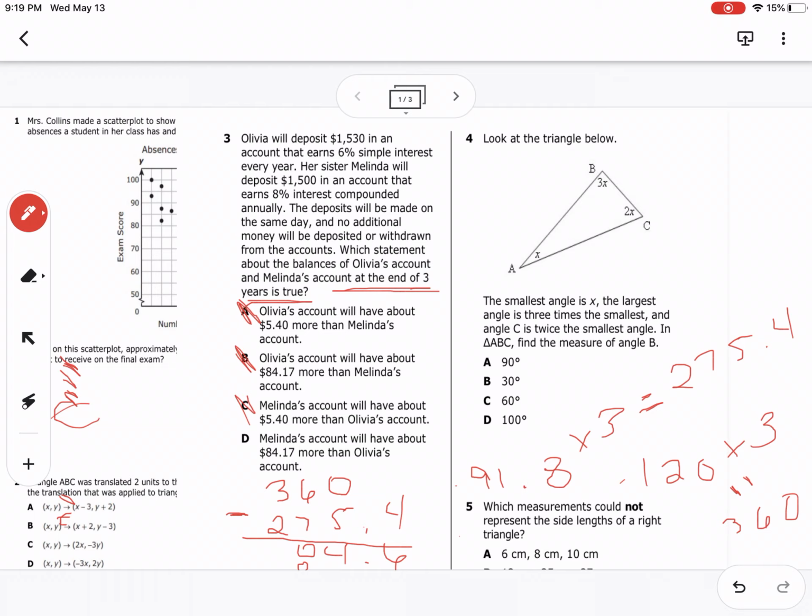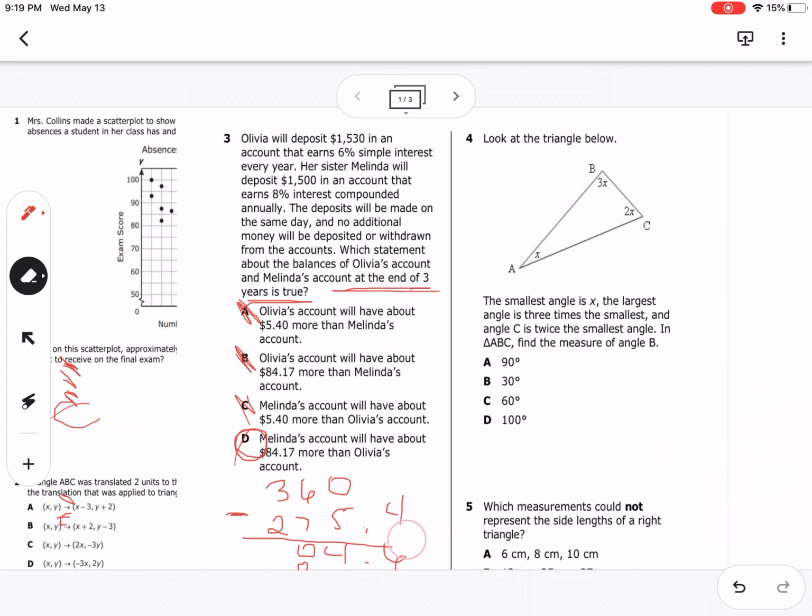Melinda's account will have about $84.17 more than Olivia's account. It's not right on the dot. The answer that we have come up with is not 84.17, but it's very close. It's 84.6. And yes, Melinda's account has more money than Olivia's. So D is your answer for that one. Go ahead and erase all of this, and then we'll move on to number 4.